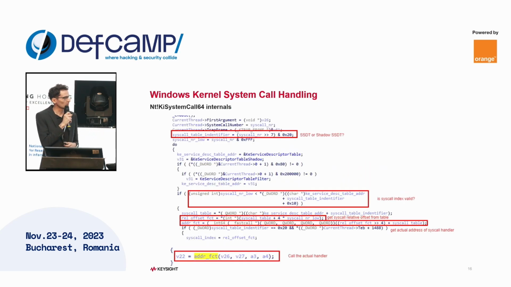Going forward, let's try to understand what's going on when we execute this function. The first decision which is made is on what kind of system call table to use. There are two main system call tables: the SSDT and the shadow SSDT. The shadow SSDT is basically the system call table used for handling the GDI calls, while the SSDT is the generic one for handling typical system calls such as NtCreateFile. Going forward, there are a couple of checks performed to see if the system call number is in the valid range. After that, we obtain the relative address of the specific system call handler, then the absolute address, and then finally call the actual handler for NtCreateFile in this case.